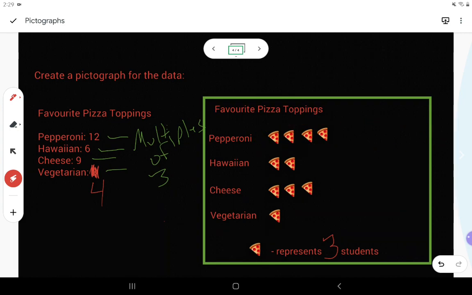So changing that from 3 to 4 makes the data uncountable, okay? It's not easily countable by a nice multiple. So a pictograph works really, really well when all your numbers are a multiple of something. But as soon as that data changes just that one little bit, it really messes things up. All right, there's pictographs.